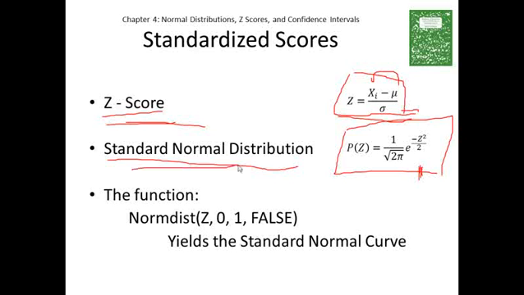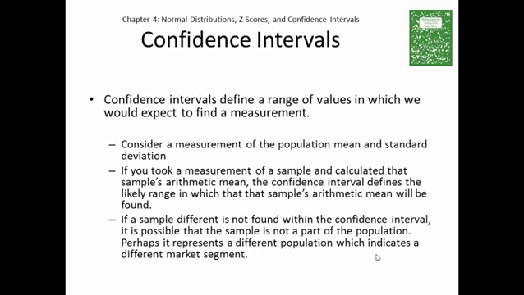To get the standard normal curve distribution in Excel, simply use that NORM.DIST function once again to set the mean at 0, the standard deviation to be 1, and again use the false. So we'll end up with the standard normal distribution. This leads us directly into the idea of confidence intervals. What a confidence interval does is it defines a range of values in which you would expect to find a measurement.